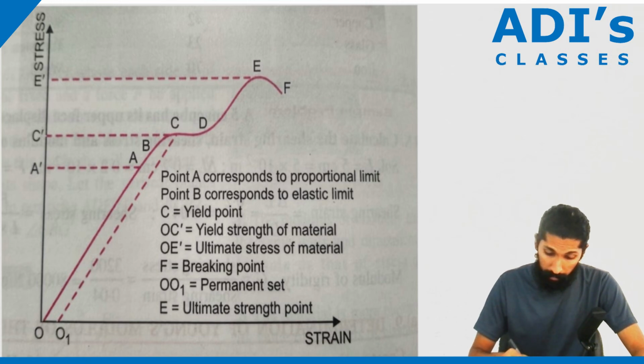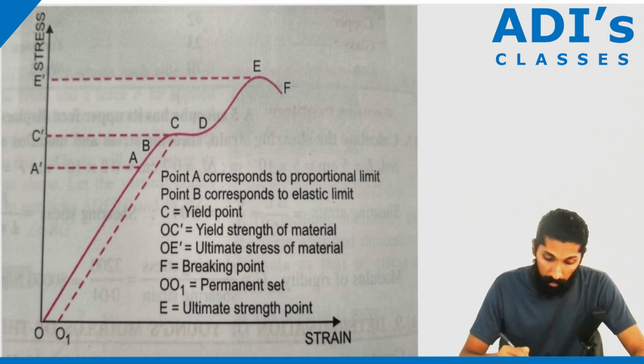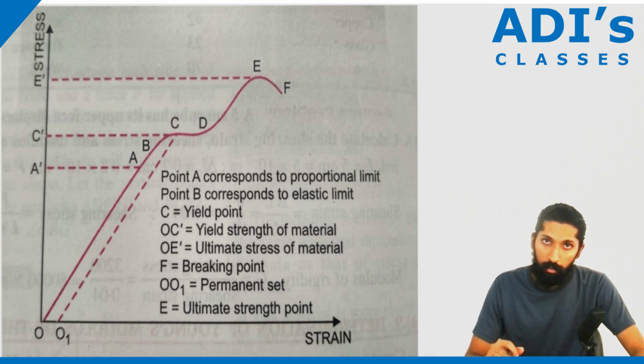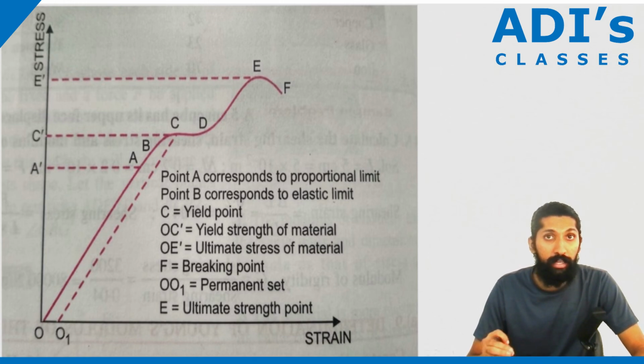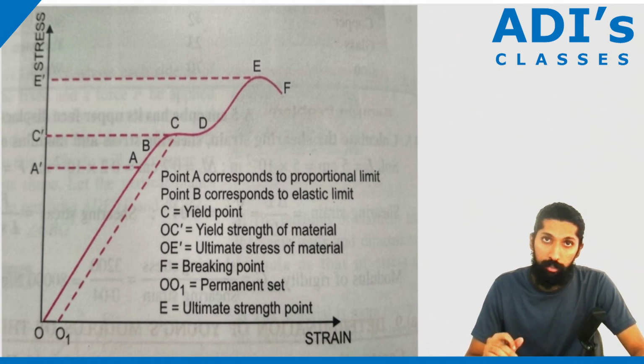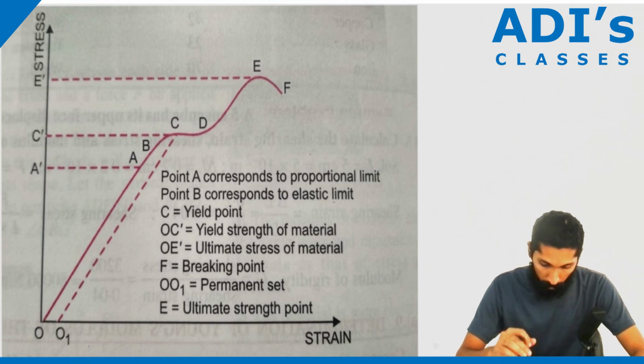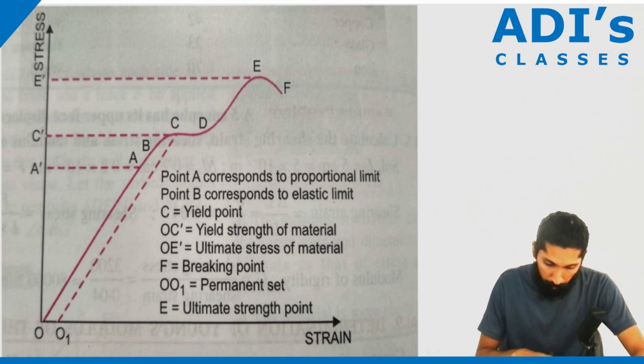Now there are certain points. You have A, B, C, D, E, F. And there are certain regions: OA is one region, AB is another region, then BC, CD, like this you have different regions. Now we'll have to discuss in detail what these points represent and what these regions are. Let's start with point O. At point O, there is no stress and no strain.